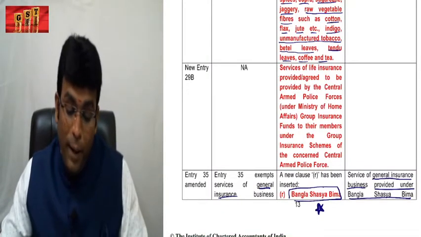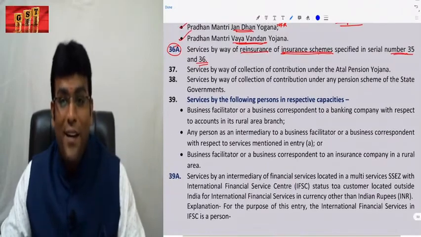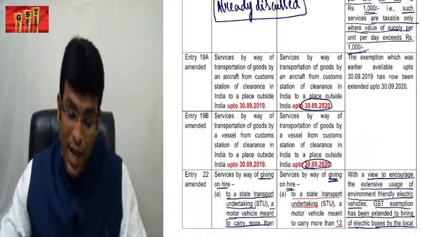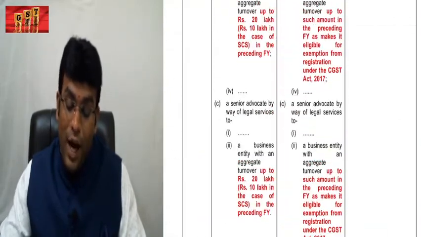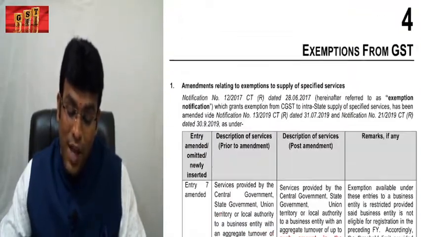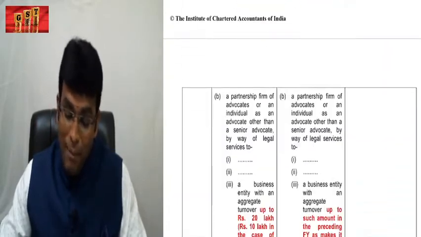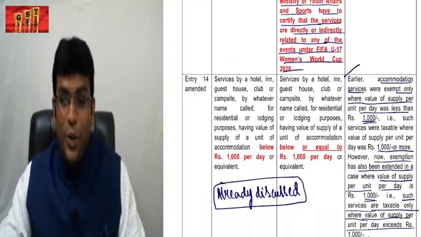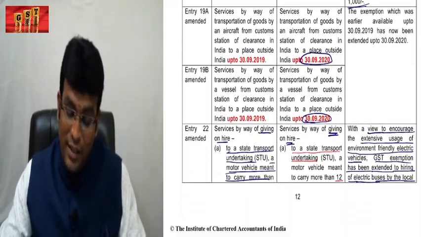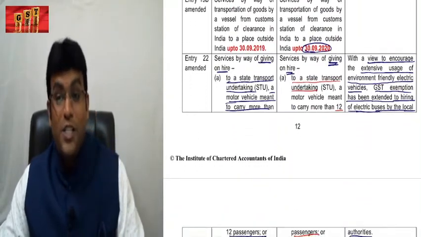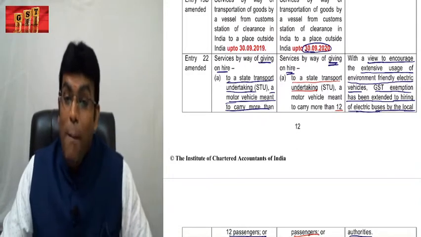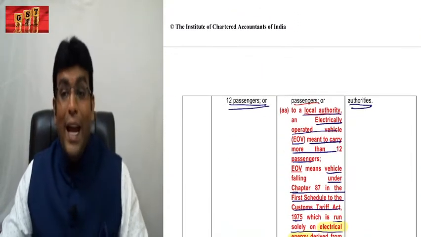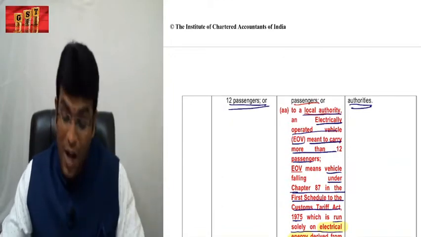Friends, before I proceed to the next point of 37, there is one more small interesting amendment which I wanted to look at. From all these amendments related to our story of exemptions, I told you all the points, but one more interesting point is there, that also we'll talk. FIFA World Cup I explained, this already we discussed, 30th September point I told, and for state transport undertaking we discussed motor vehicle meant to carry more than 12 passengers. One more thing added was electrically operated vehicle given to a local authority.